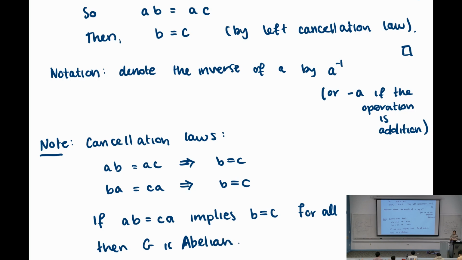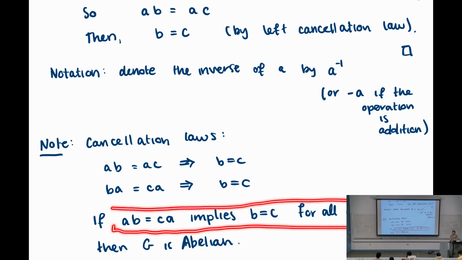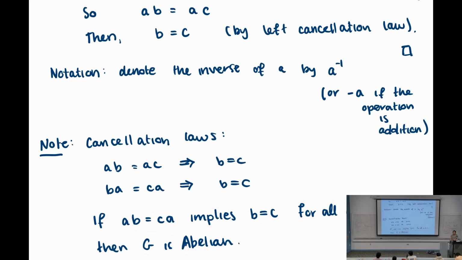So obviously, if the group is abelian, you could commute these two elements and then do the right cancellation law. But if you actually have this property for all elements A, B, and C, that's equivalent to G being abelian. So in general, you can't cancel in situations like this because the elements of your group may not commute.